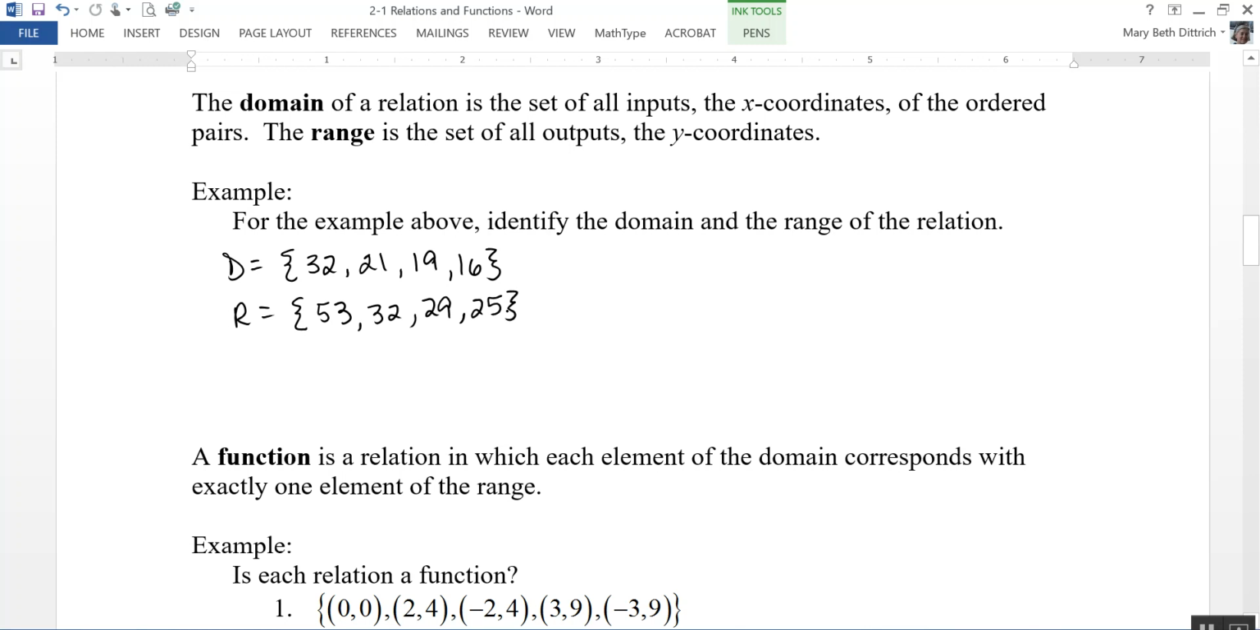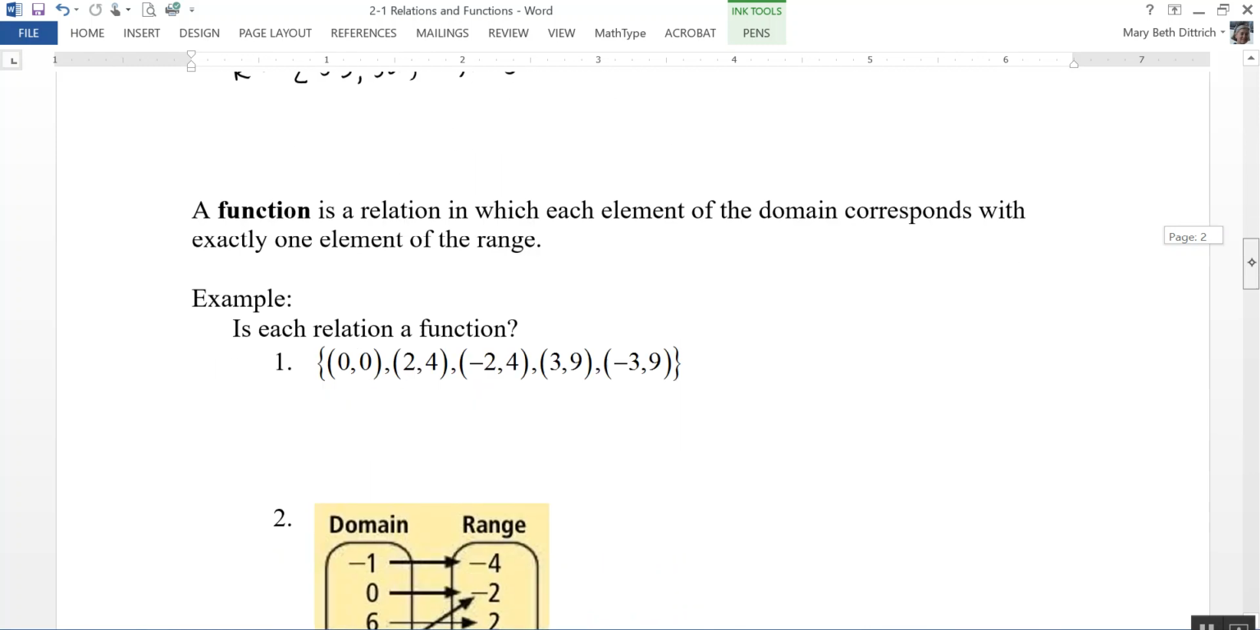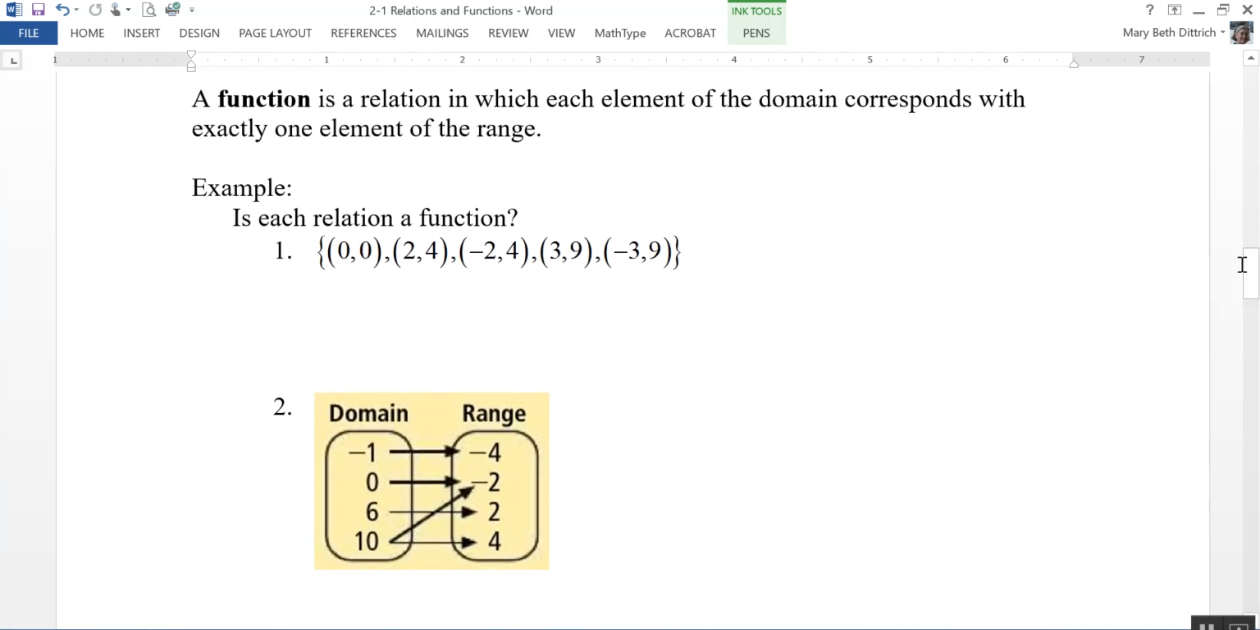Okay. Now, a function is a particular type of relation. It's one in which each element of the domain corresponds with exactly one element of the range. Another way to think of this is that there are no repeated x values. Let's take a look at this example. So is each of these relations a function?